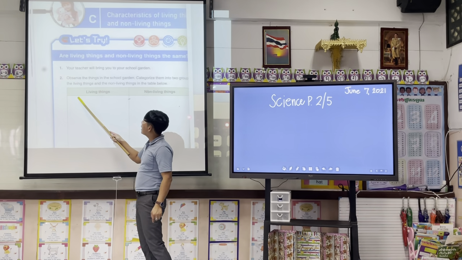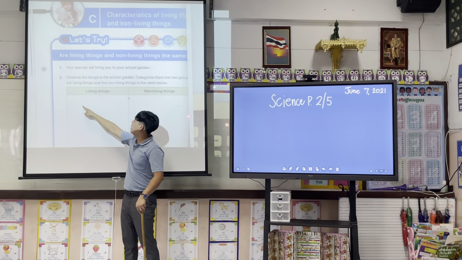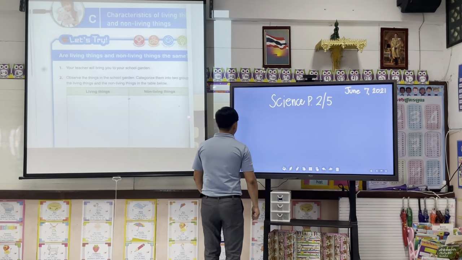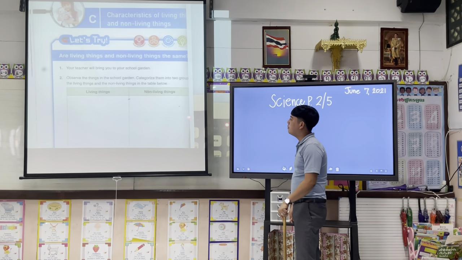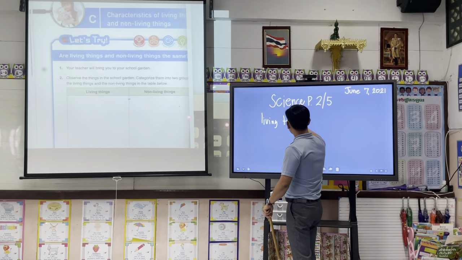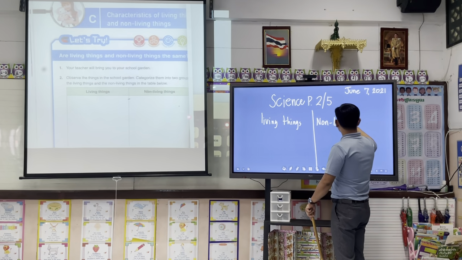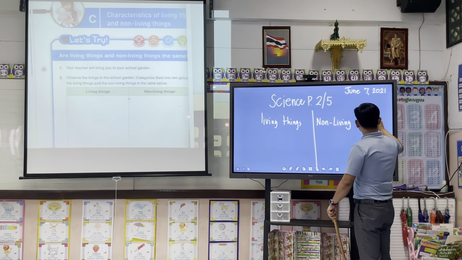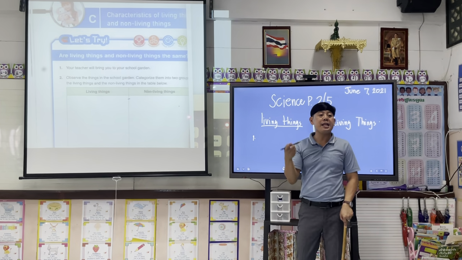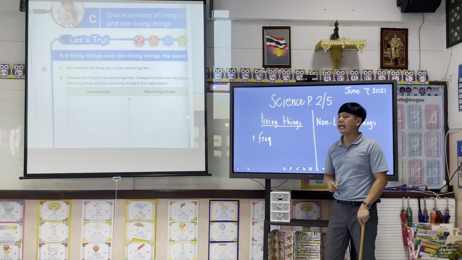Example number one, living things. What are the living things that you can see in your garden? Number one is, I see a butterfly. This is a living thing, right? What are the examples of the living things that you will see in your garden? Example, frog. Okay, a frog is a living thing.